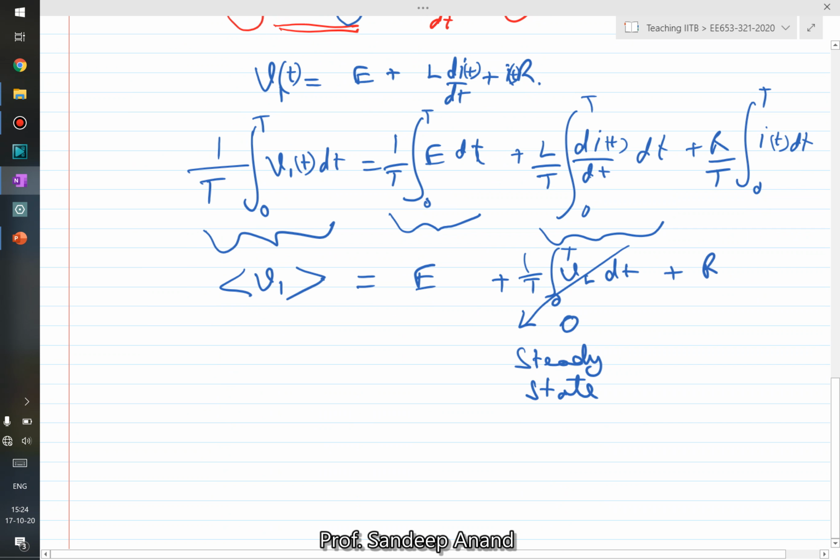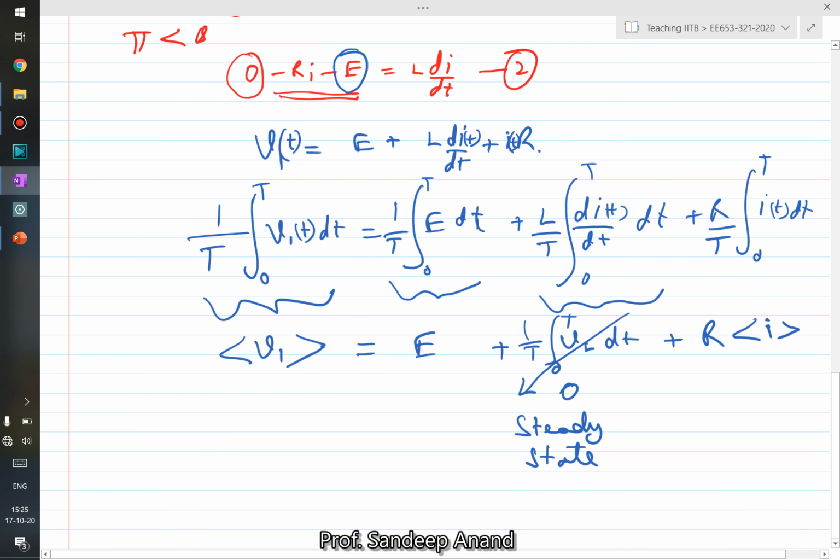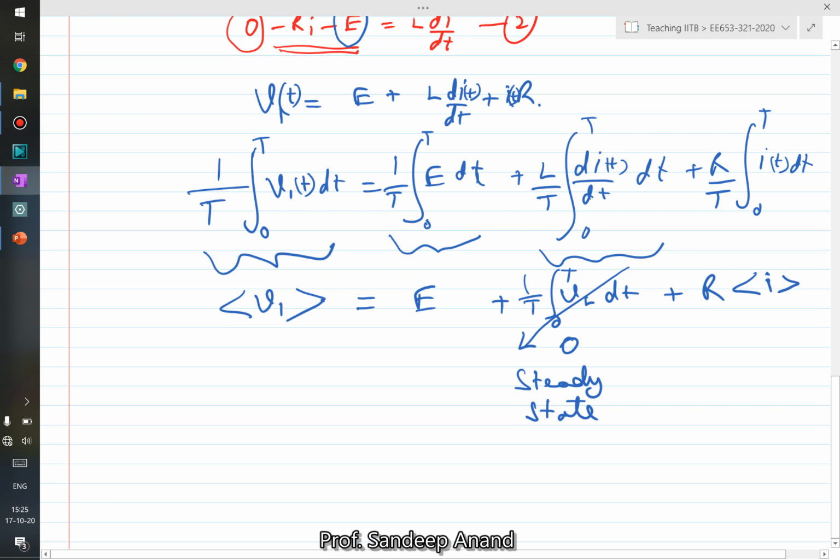What is the third term? Third term is again R into average value of current, I0, or just I. So if you see, this becomes really simpler to solve. For example, if you have been told about the instant alpha, and if you understand that this would operate in continuous conduction mode, then you can just solve for average value of V. You know average value of E, you know R. You can solve for average value of current.